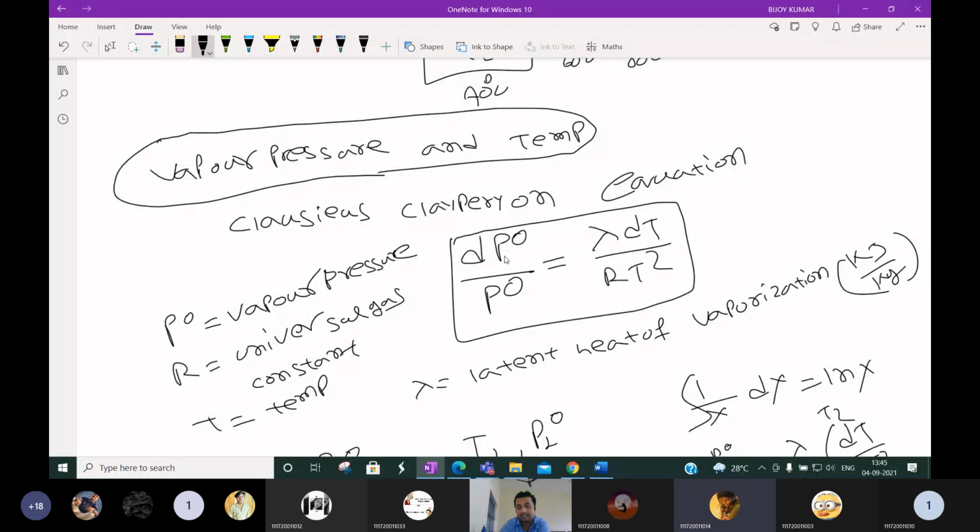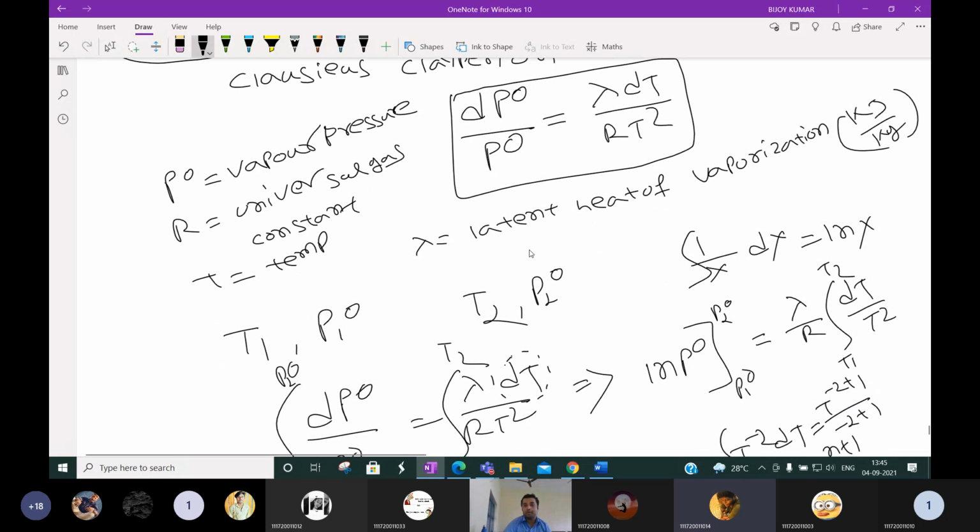Here dP0 by dT, where P0 is the vapor pressure, is equal to lambda, the latent heat of vaporization, R is the universal gas constant, and T is the absolute temperature. This is the formula, the relation between vapor pressure and temperature. So this is in differential form, and we can simplify this formula.